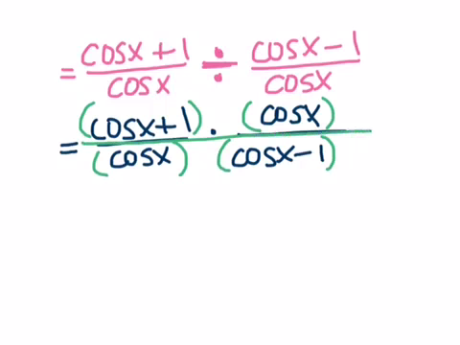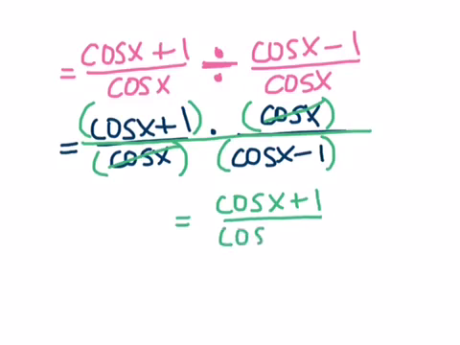And remember, anything divided by itself is 1, and that's why it cancels. So here we have cosine divided by cosine. Those just simplify to 1 and cancel. And we get cosine of x plus 1 over cosine of x minus 1. And that matches our goal.